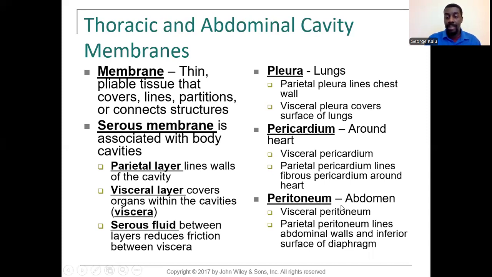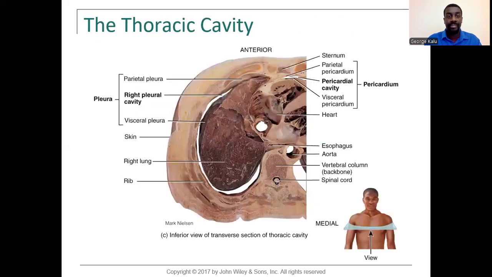We also have the peritoneum. The peritoneum is going to be found in the abdomen. The peritoneum just refers to abdominal structures. So again, we're going to have a visceral peritoneum. A visceral peritoneum is going to be the membrane that lines all of those visceral organs, like the intestines, the liver, all those things like that. And the parietal peritoneum is going to line the walls of the abdominal cavity, as well as the inferior part of the diaphragm, at the underside of the diaphragm.